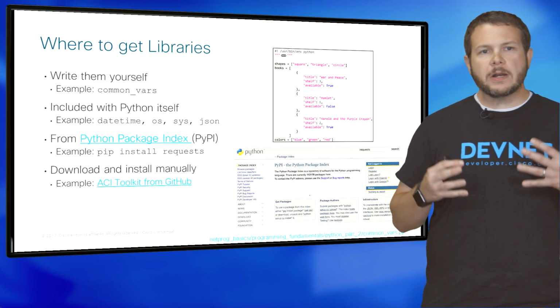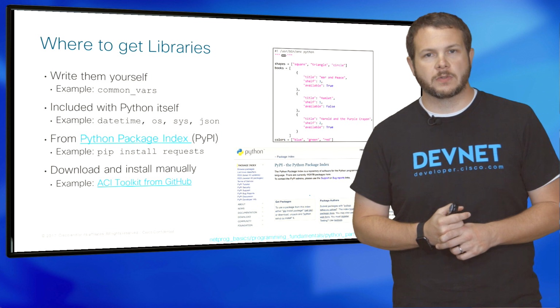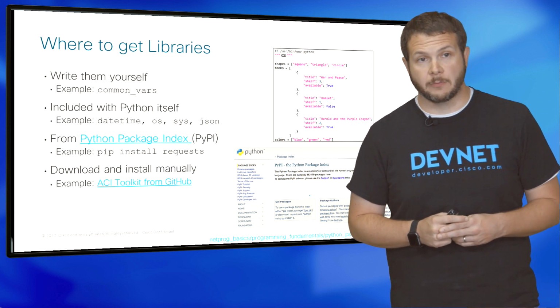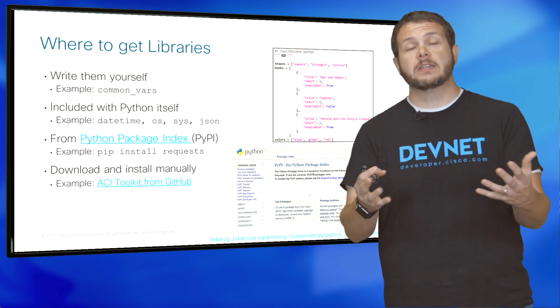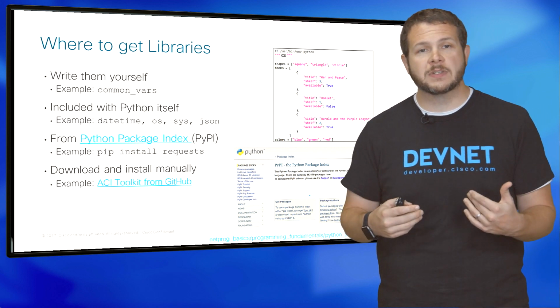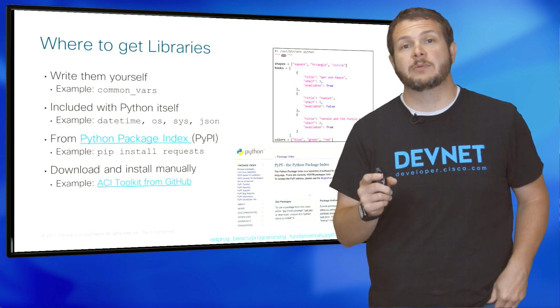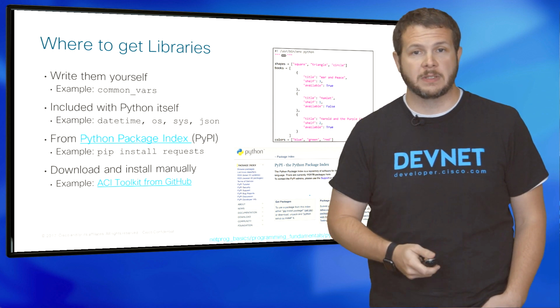Now you may wonder, where do I get libraries? Where would I find access to all of these resources? Well, there are several places they can come from. The first one is you can write them yourselves. As we saw with the common vars where I imported shapes, you can write any bit of Python code and then import that in as a library using an import or a from statement.